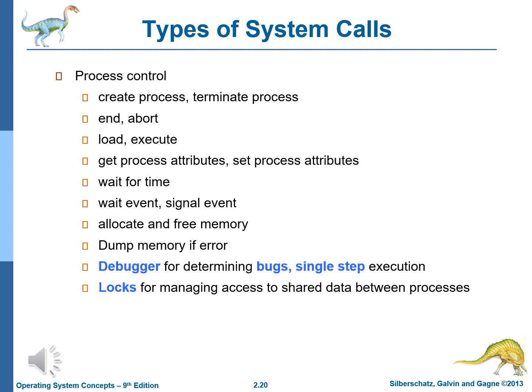Having created new jobs or processes, we may need to wait for them to finish their execution. We may want to wait for a certain amount of time to pass: wait time. More probably, we will want to wait for a specific event to occur: wait event. The jobs or processes should then signal when that event has occurred: signal event.